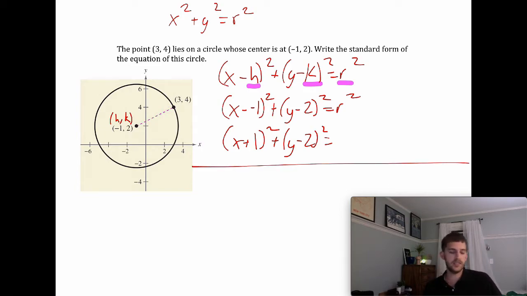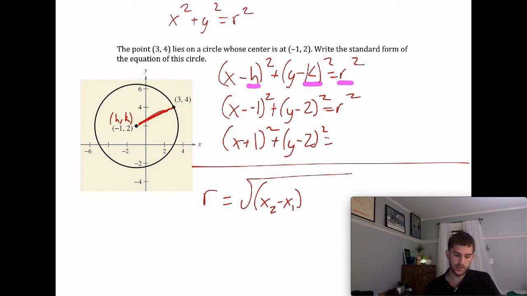R is the radius. Remember, that's the distance from the center to the outer edge. So I just said the word distance. I'm not going to use the letter d here because we use d in terms of diameter, which is double the radius. But we're going to use the same equation that we use for a distance. So we have x2 minus x1 squared plus y2 minus y1 squared.